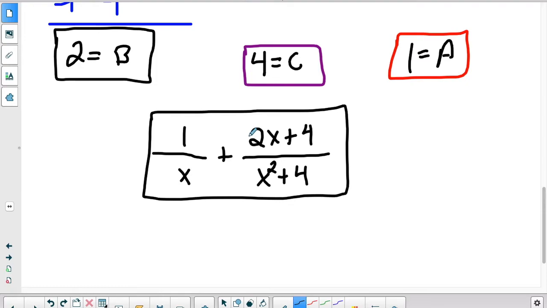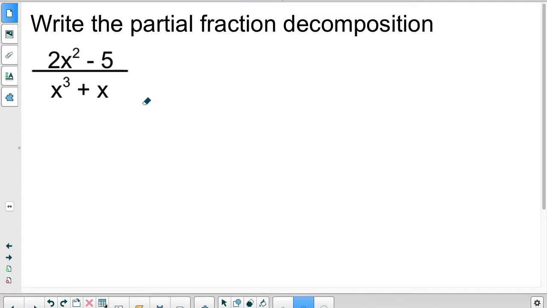So let's look at another example. Looking at this next problem, we see that the degree of the numerator is less than the degree of the denominator, which is good. So we don't have to do any long division to simplify down.